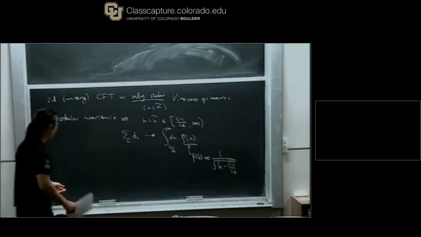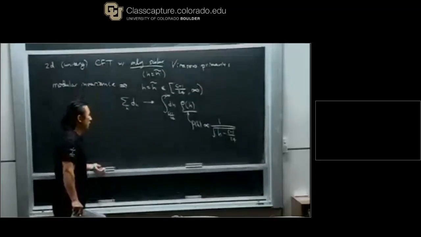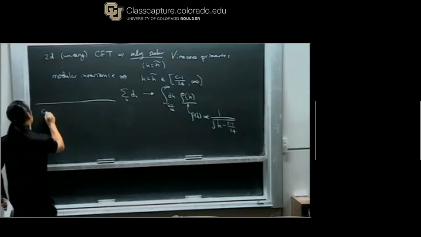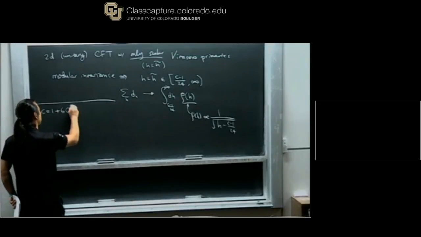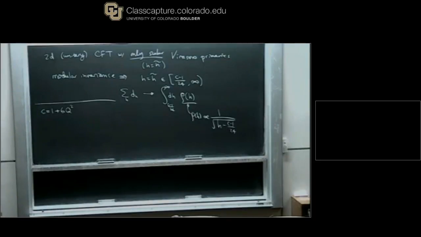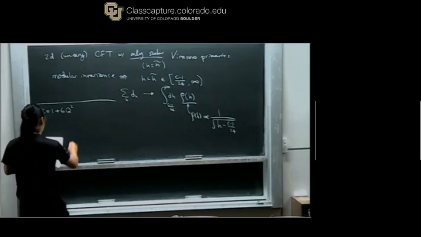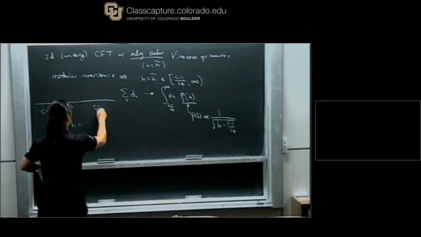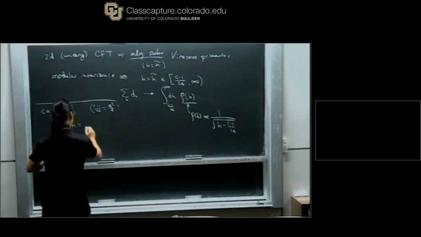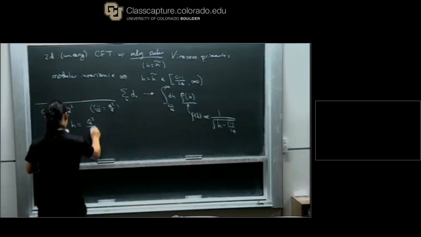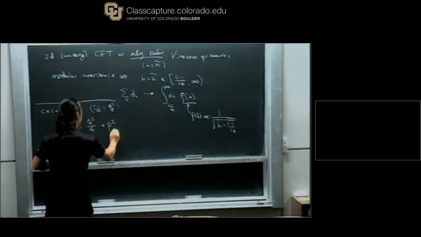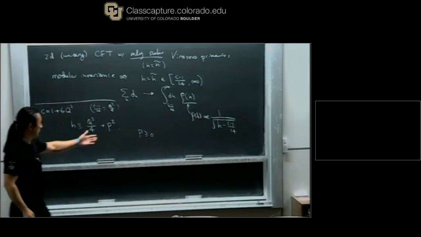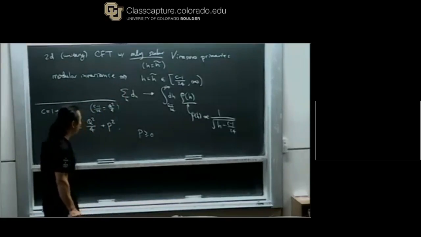Now, let me use a slightly different way to parameterize this. Recall our convention of writing c as 1 plus 6Q squared. This was useful in writing this formula for the h's. Let me write, in other words, (c minus 1) over 24 is Q squared over 4. So I'll write h to be Q squared over 4 plus p squared, and p is a non-negative real number for the spectrum of this theory, whatever that is.